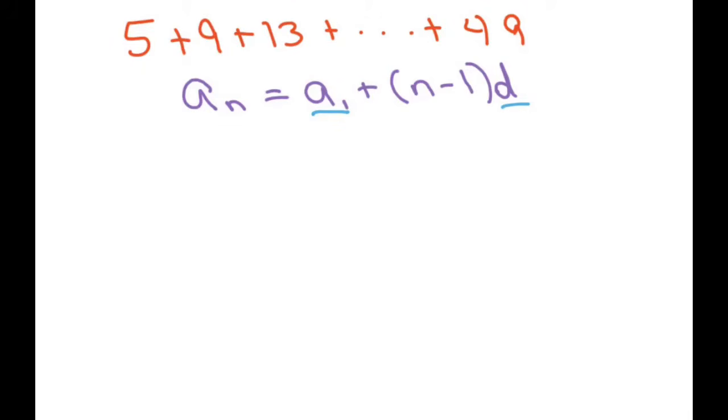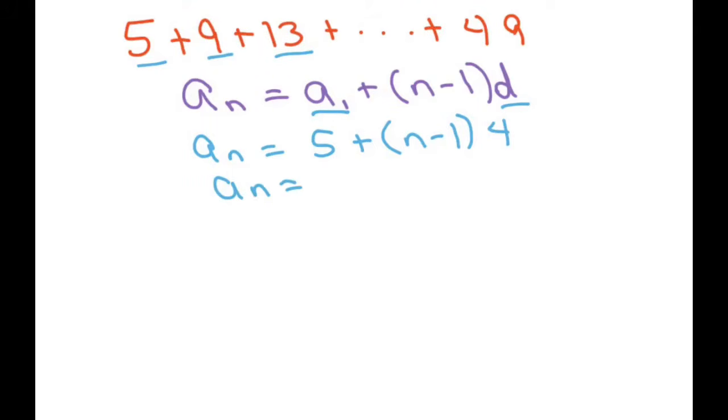We have a sub n equals 5 plus n minus 1 times, and our common difference here is 9 minus 5, or 13 minus 9, which is 4. Then you merely simplify it. Distribute the 4, and you will get 4n plus 1.